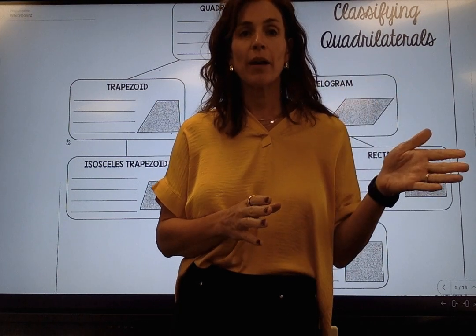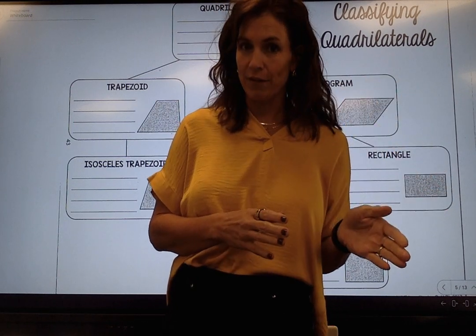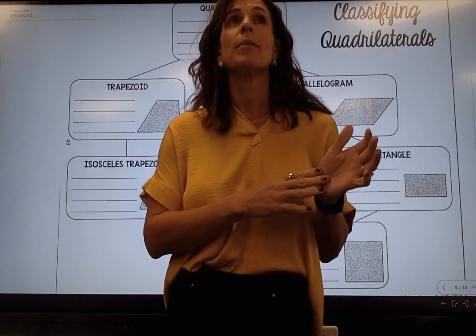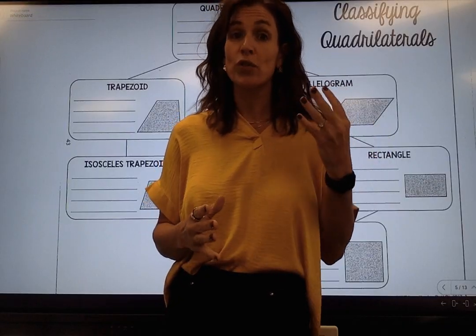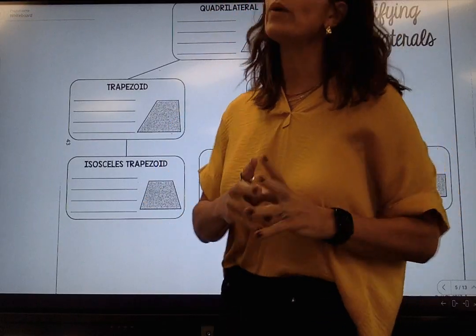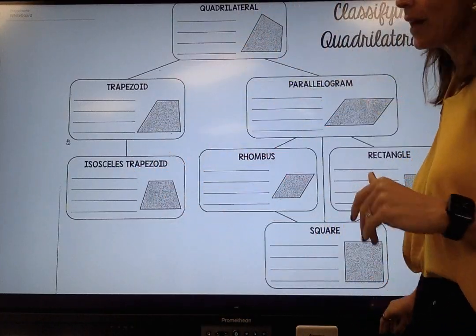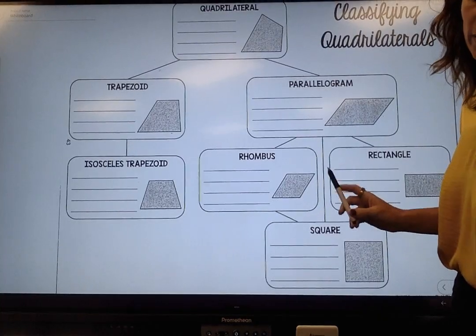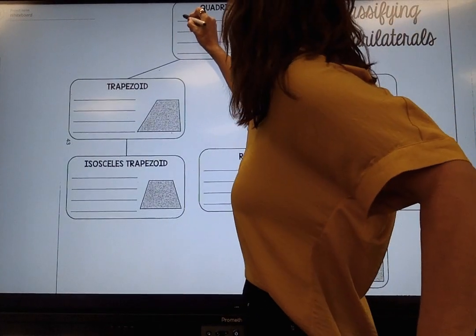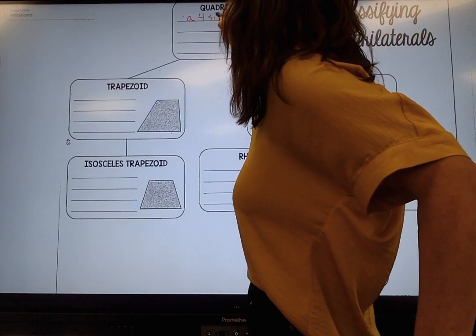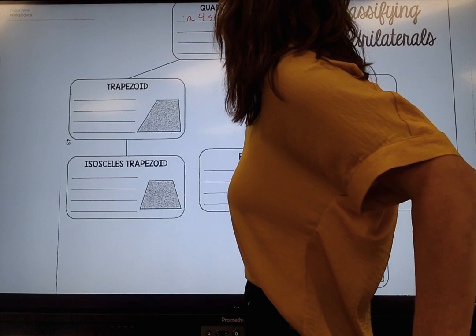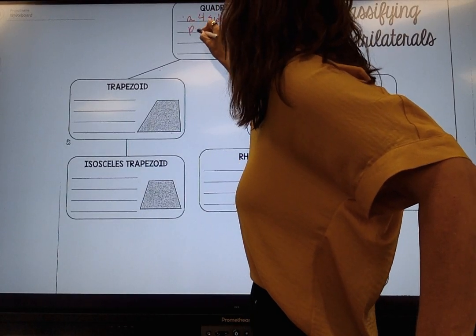Now that we've talked about triangles, which is a three-sided figure, we're going to be talking about quadrilaterals, which is a four-sided figure. So the best way to explain this is in the form of a diagram. A quadrilateral, first you have to know what a quadrilateral is, and it is just a four-sided polygon.